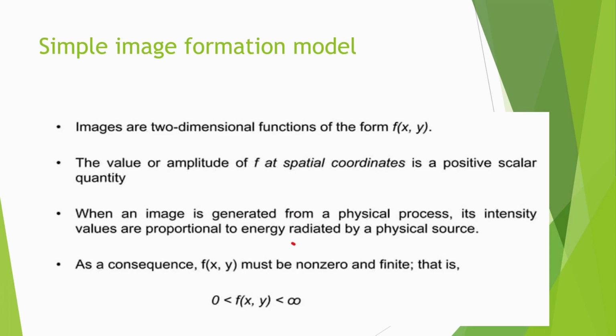Simple image formation model. Images are two-dimensional functions of the form f(x, y). The value or amplitude of f at a spatial coordinate is a positive scalar quantity. When an image is generated from a physical process, its intensity values are proportional to energy radiated by a physical source. As a consequence, f(x, y) must be non-zero and finite, that is, it should lie between 0 and infinity. Hence, f(x, y) should lie in the range 0 to infinity and should not be a negative value.